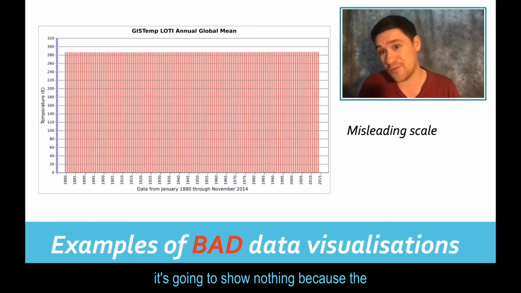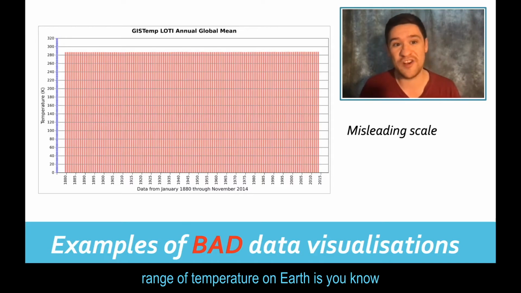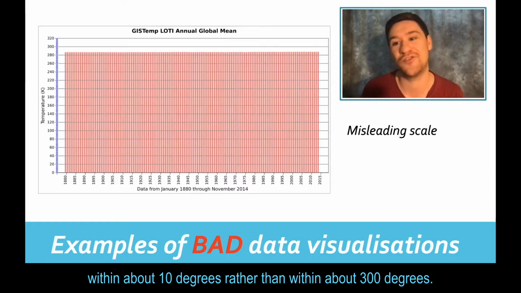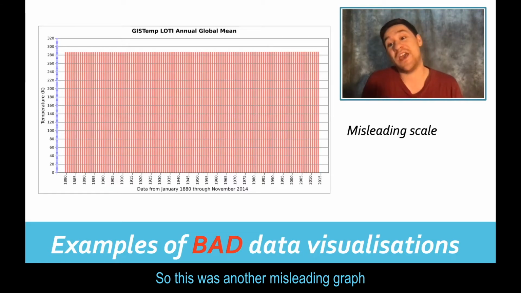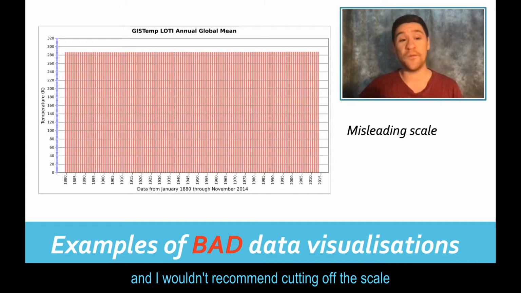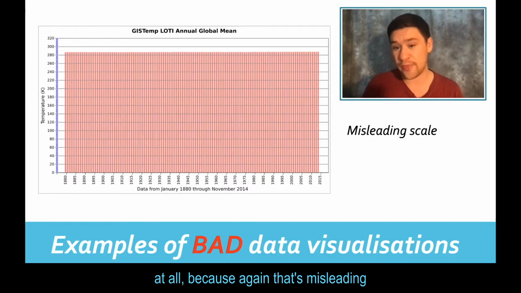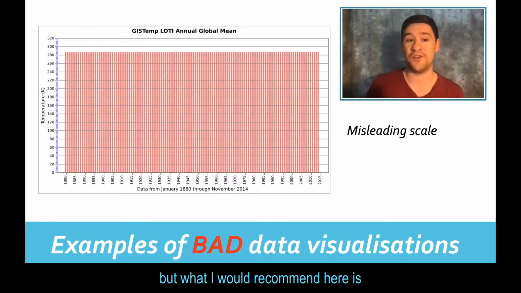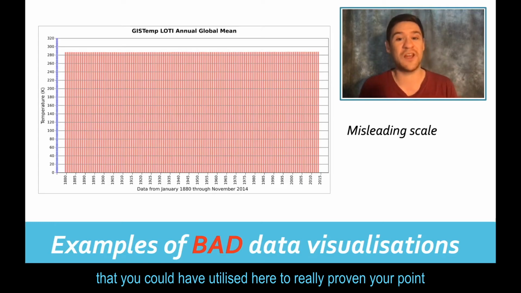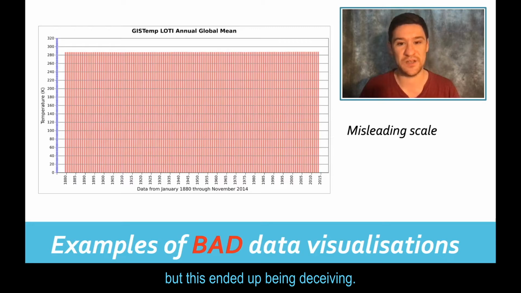It's going to show nothing because the range of temperature on Earth is within about 10 degrees rather than within about 300 degrees. So this was another misleading graph because they included all the scale. And I wouldn't recommend cutting off the scale at all, because again, that's misleading. But what I would recommend here is, if you're dealing with temperature, but you have a different scale, you have Celsius instead of Kelvin, that you could have utilised here to really prove your point. But this ended up being deceiving.